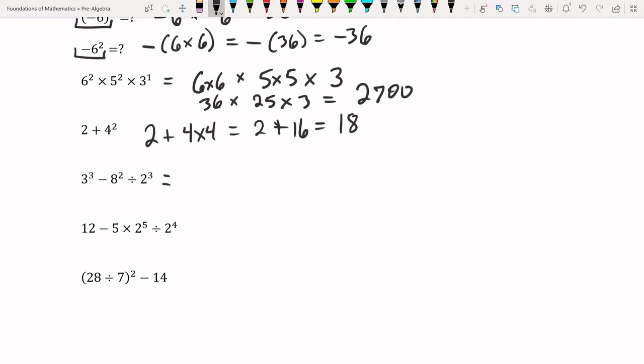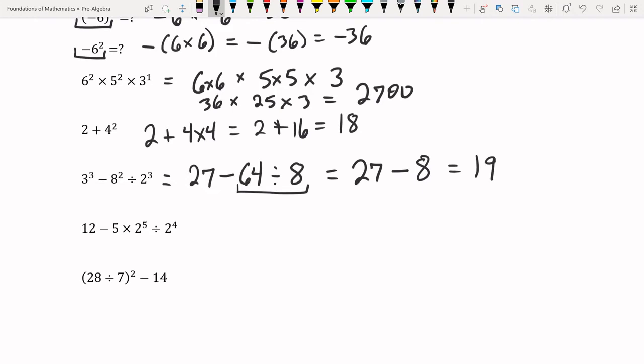It's still multiplication or exponents first. 3 cubed is 3 times 3 times 3. That's 27. 8 squared is 8 times 8, which is 64. And 2 cubed is 2 times 2 times 2, which is 8. Now we do multiplication and division next. So we must do negative 64 divided by 8. Negative divided by positive is negative. And 64 divided by 8 is 8. 27 minus 8 then gives us 19.